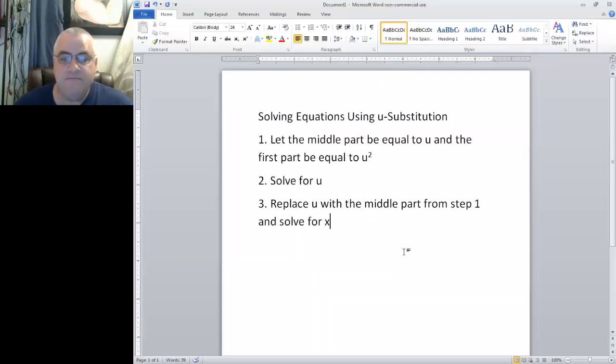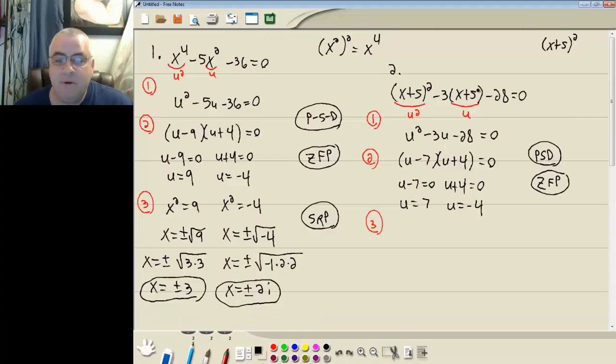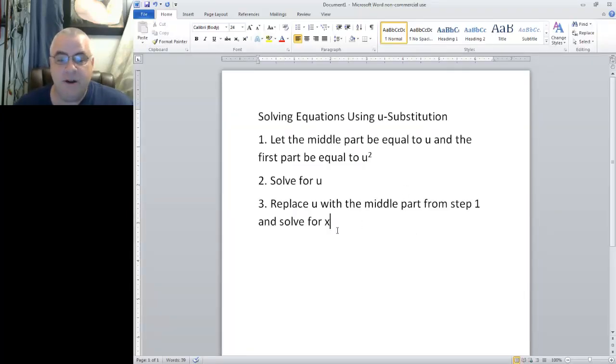Step 3. Replace u with the middle part from step 1. Remember up here in step 1, our middle part was the x + 5. So we're going to plug in the x + 5 for the u in both of these. Again, whatever's in the middle here is always what you plug in for u at this point. And then solve for x.